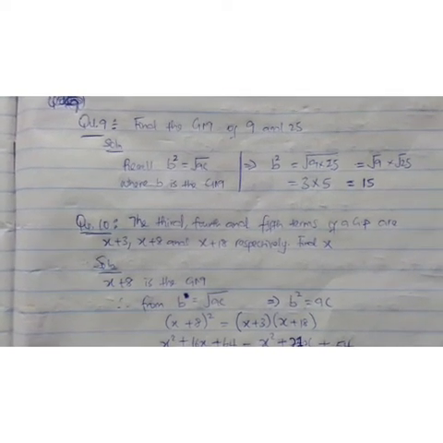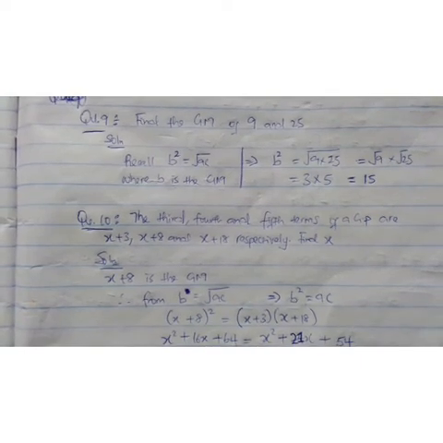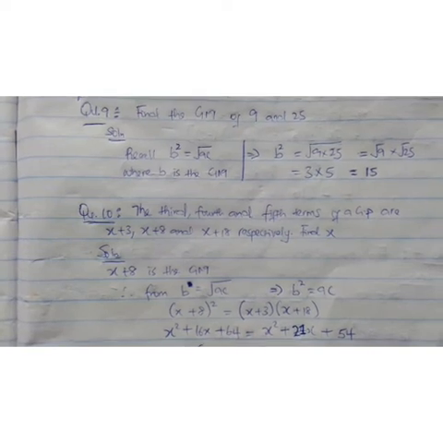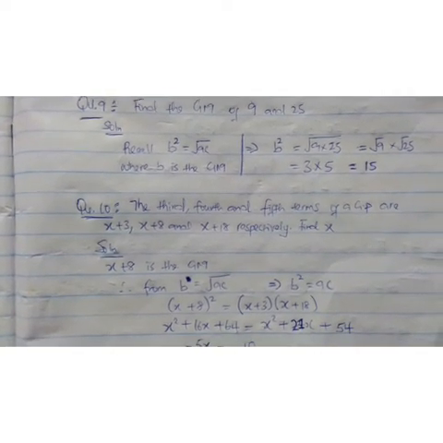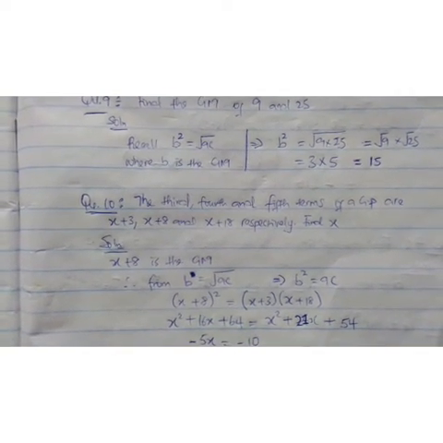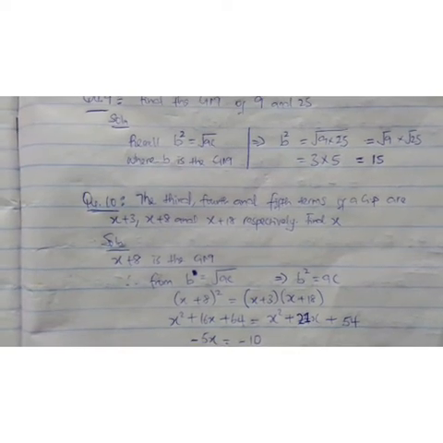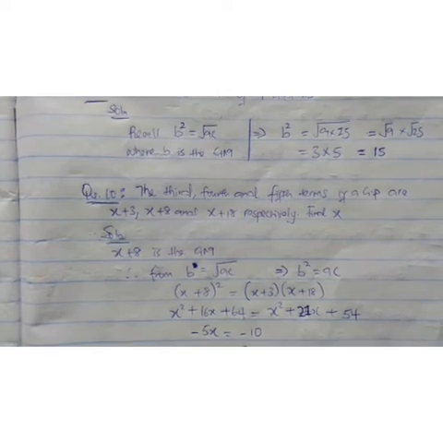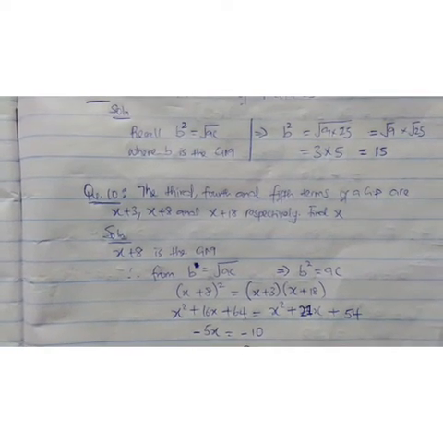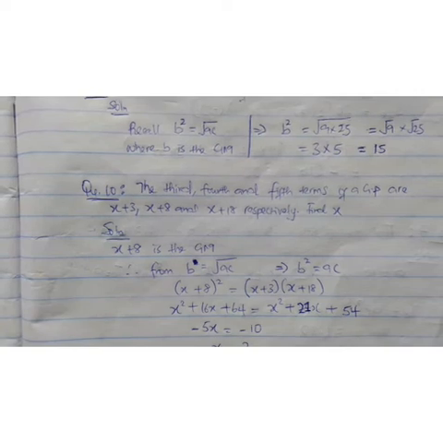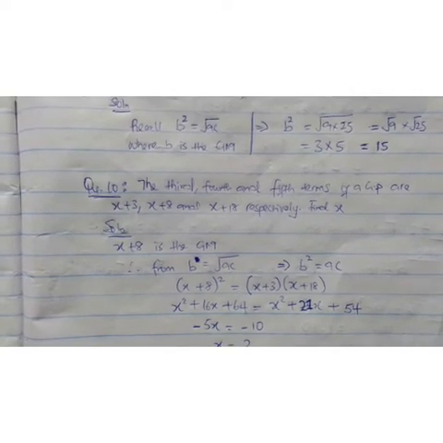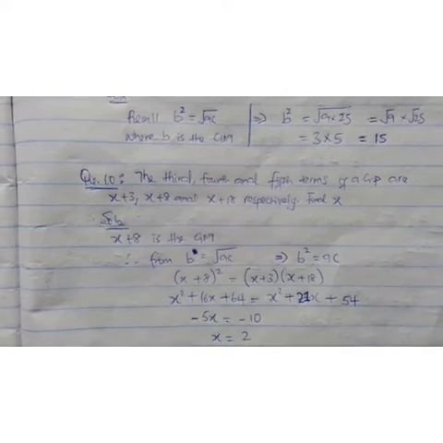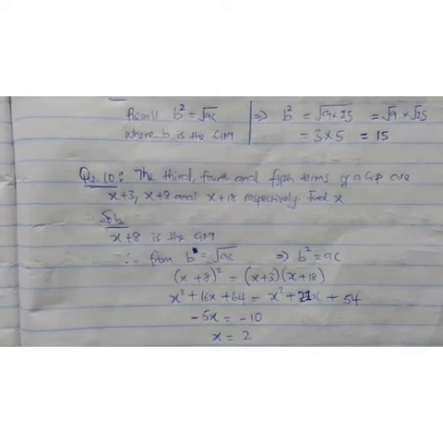The third term, fourth term, and fifth term of a GP are x plus 3, x plus 8, and x plus 18 respectively. Find x. On solving, x plus 8 is the geometric mean, from b equals root AC, which implies b squared equals AC. Therefore, since x plus 8 is the geometric mean, we can equate x plus 8 all squared to the product of x plus 3 and x plus 18. On solving, we have our x to be 2.